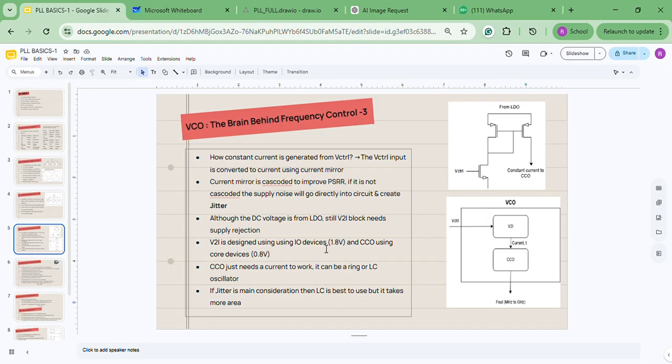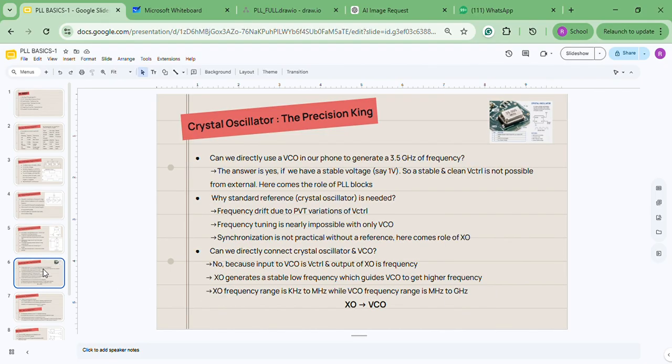This V2I is usually designed using IO devices, and the CCO will be designed using core devices. The CCO can be any kind of oscillator, be it a ring or LC oscillator. But mostly in our case, we have considered it as a ring oscillator. If jitter is the main consideration, then we will use an LC oscillator in place of the CCO. Meaning the CCO can be an LC oscillator or a ring oscillator.